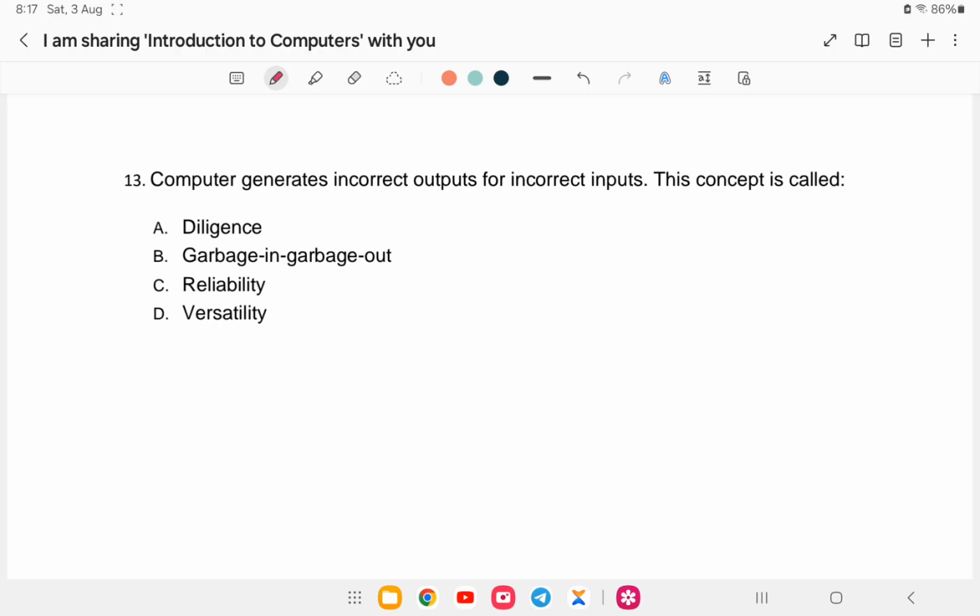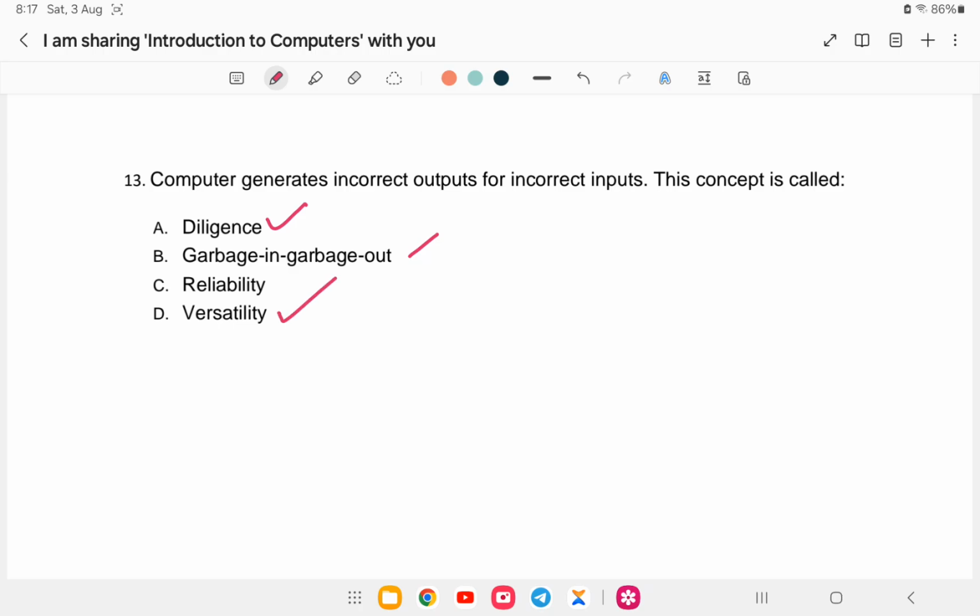Computer generates incorrect outputs for incorrect inputs. This concept is called what? So it means that if you give the computer wrong data, the computer gives wrong results. Is it A, diligence, B, garbage in garbage out, C, reliability, or D, versatility?